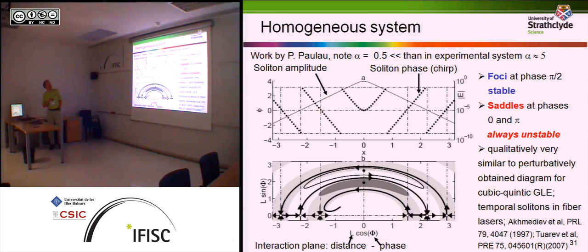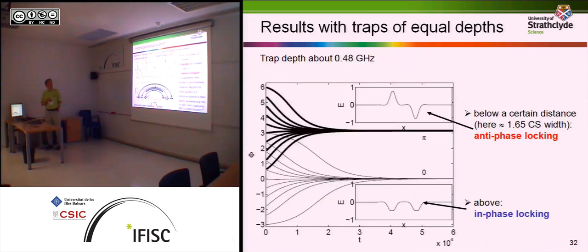They have alternating stability: either they are position unstable but phase stable, or they are position stable but phase unstable. And this is very much the same as what was found before in a cubic-quintic Ginzburg-Landau equation, which is meant to mimic saturable absorption as a method to stabilize the background.